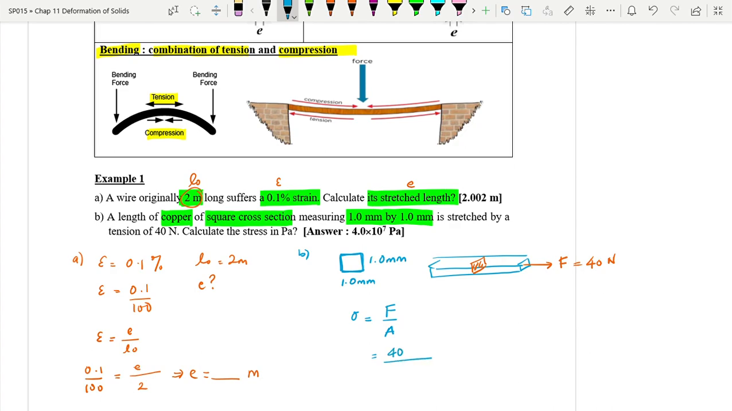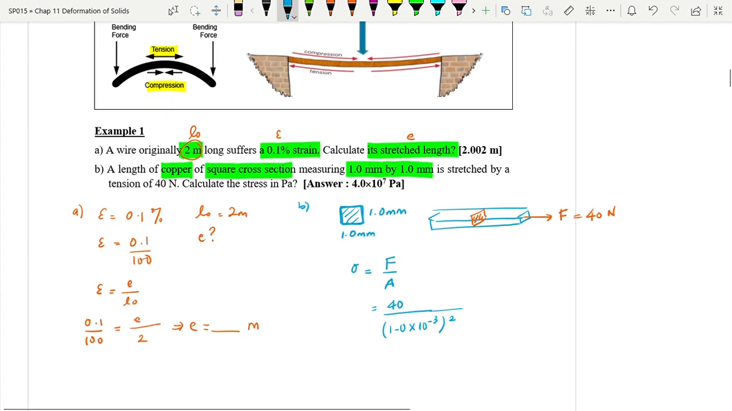And then kita punya area, kita kena carilah area ini. 1.0 convert to meter. Area mesti square lah, ataupun 1.0 exponent negative 3 times with 1.0 exponent negative 3. Okay, so end up kita akan dapat jawapan dalam unit Pa. Boleh juga tuliskan unit dia N m^-2. Okay, so itu cara untuk kira stress by using the force.